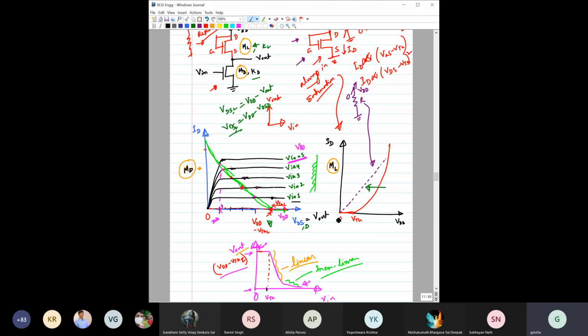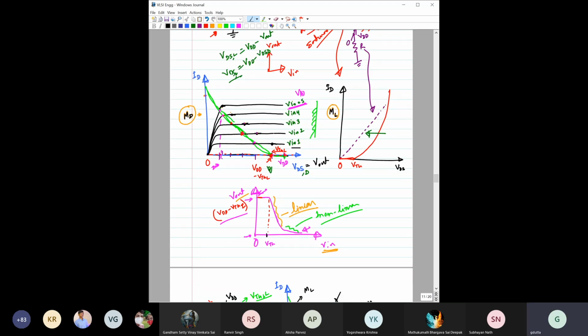And from here we saw how to find the VTC. We also saw in which region and mode the transistors are operating, for example whether the transistors are in the linear region, the saturation region, or in cutoff. Those things we discussed, and from here we derived this VTC.